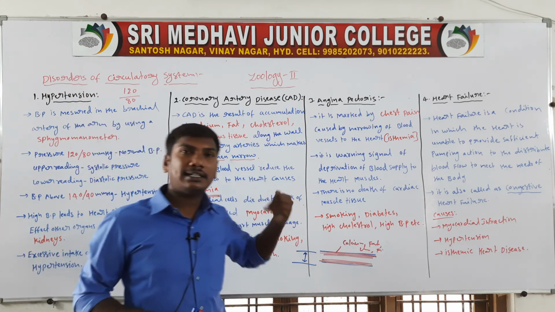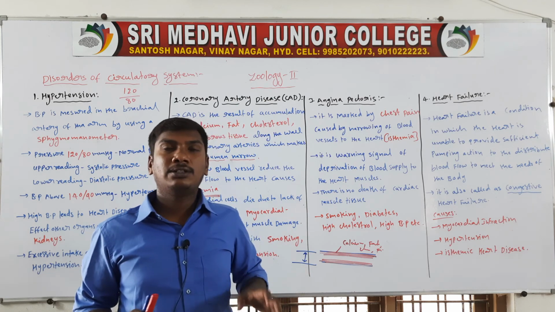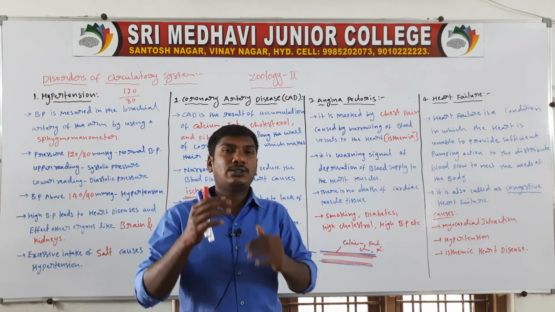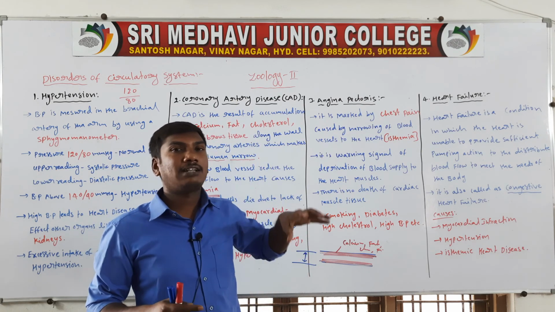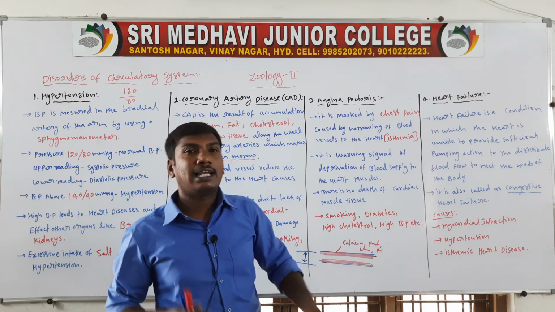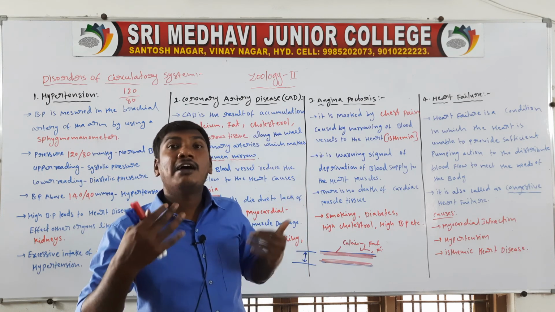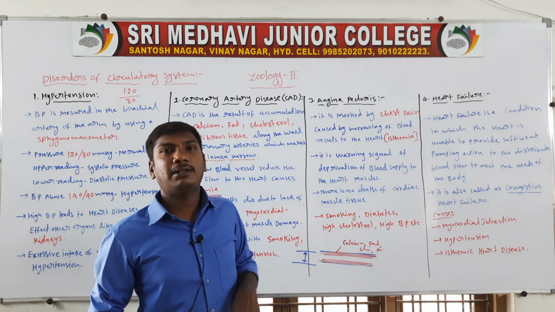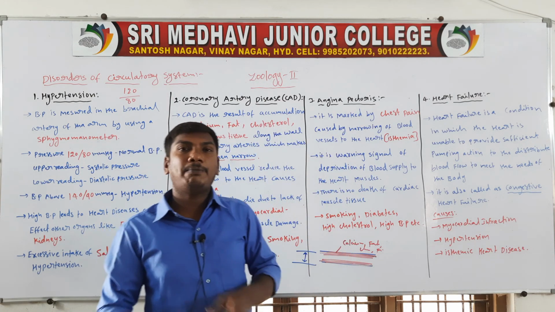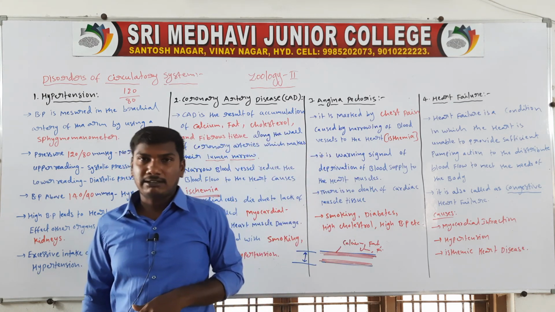Next one, coronary artery disease means the coronary arteries, which carry blood from the heart, decrease in size. So there is insufficient blood supply from the heart. Third one, angina pectoris means sudden chest pain, a warning signal of heart problems. Next one, heart failure means insufficient blood supply to the body parts. So these are the disorders of the circulatory system.